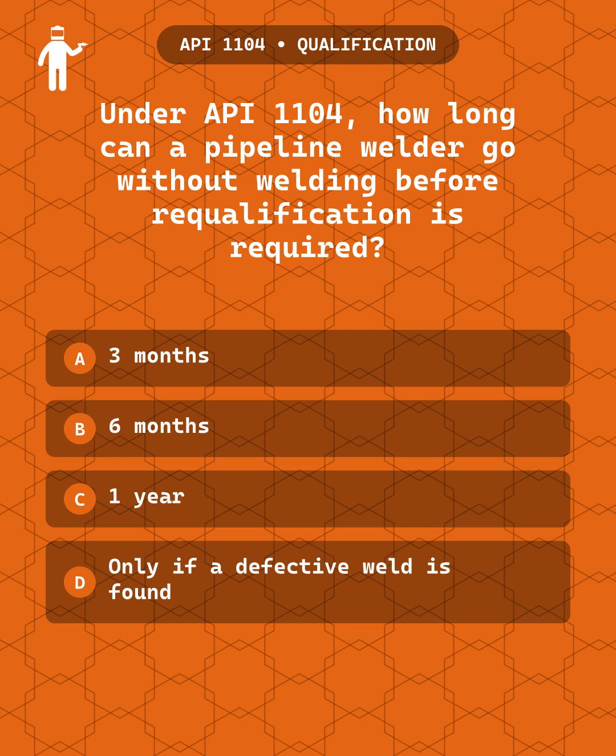Question 4. Under API 1104, how long can a pipeline welder go without welding before requalification is required? Is it A, 3 months, B, 6 months, C, 1 year, or D, only if a defective weld is found?